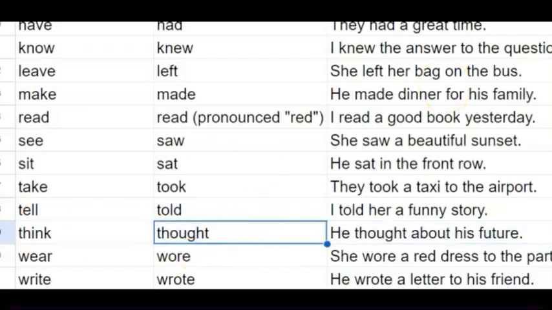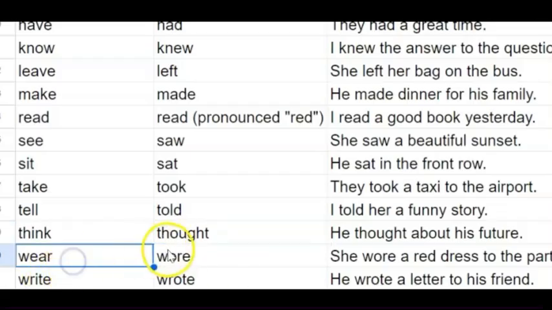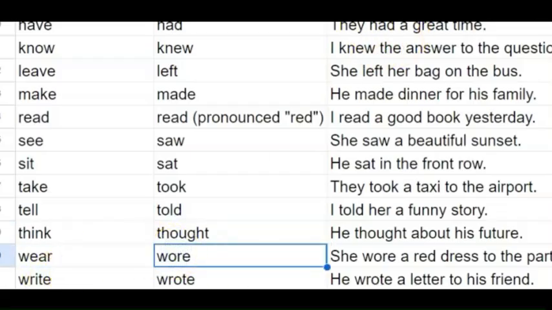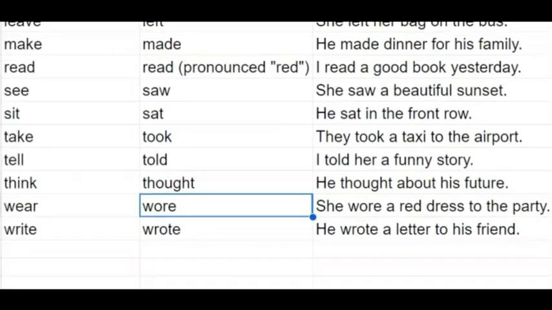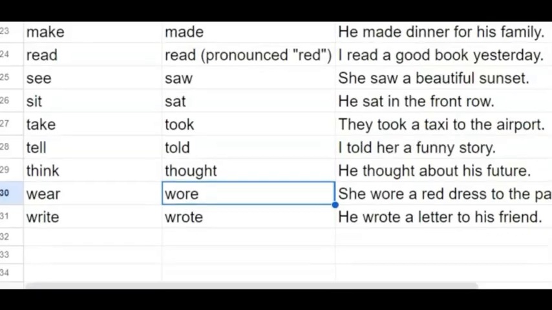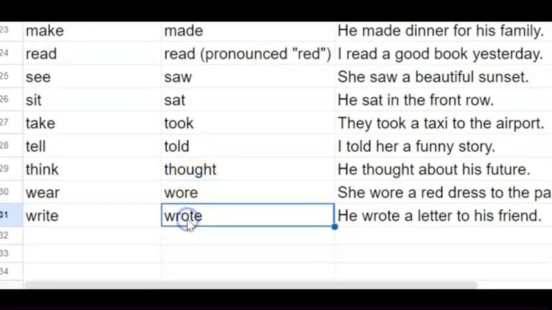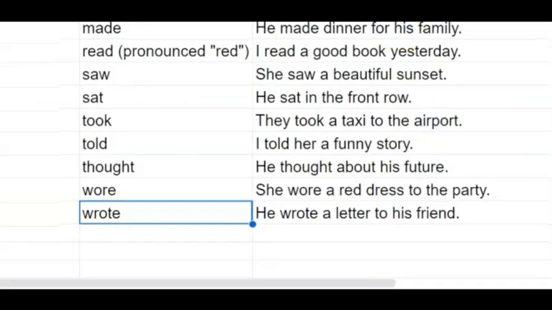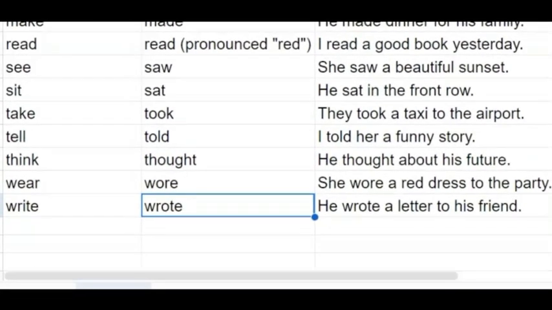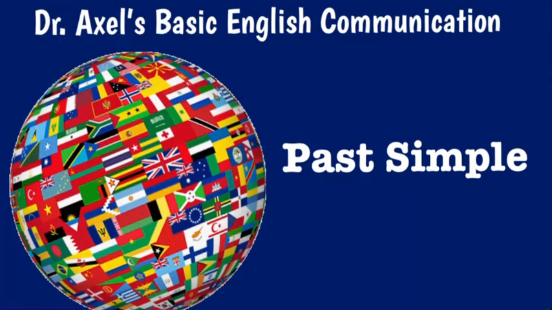Think turns to thought. And again, American English, thought. It's kind of a hanging T. Wear turns to wore. She wore a red dress to the party. He wore, she wore, they wore, we wore, you wore. Write turns to wrote. And in American English, we might have that T disappear. Wrote. And that is the simple past.